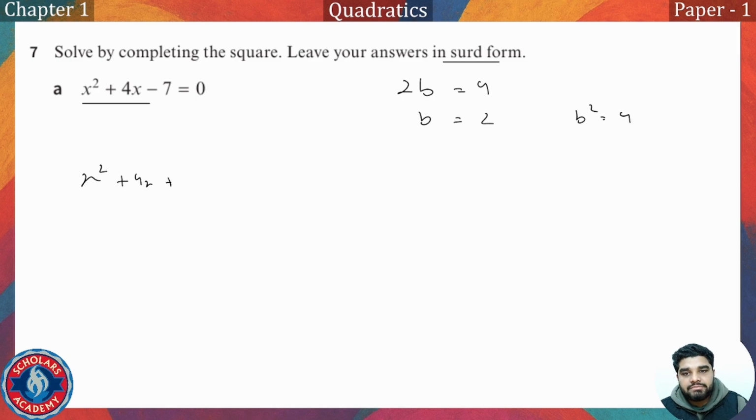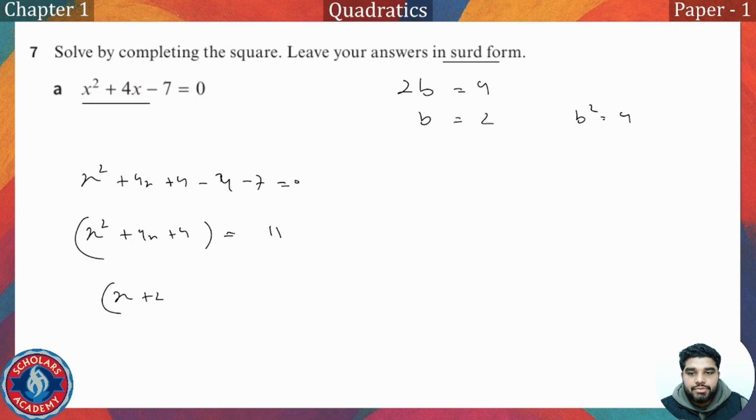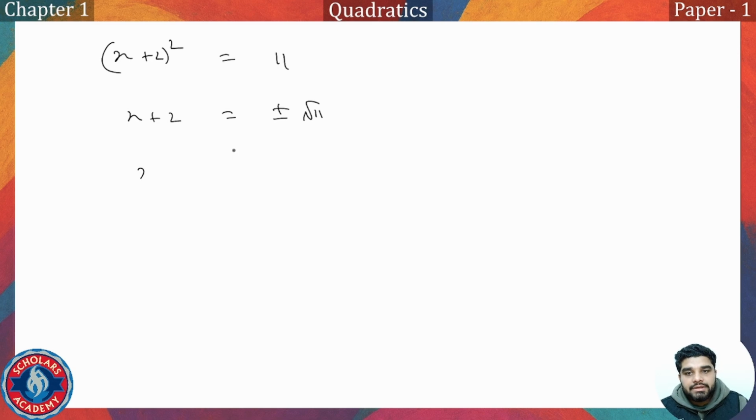x² + 4x + 4 - 4 - 7 is equal to 0. So we get x² + 4x + 4 is equal to 11. We get over here (x + 2)² is equal to 11. x + 2 is equal to plus-minus root of 11. So our answer over here is x is equal to negative 2 ± root 11. Clear?